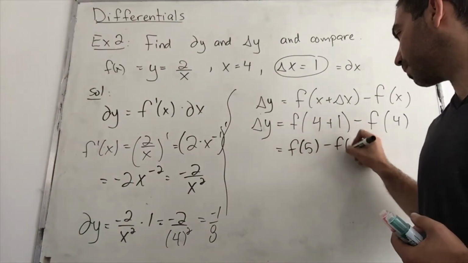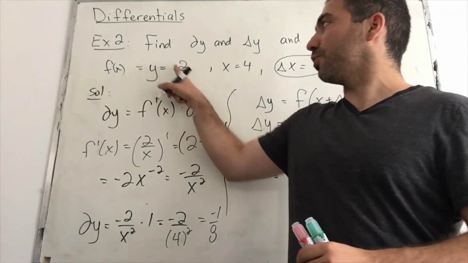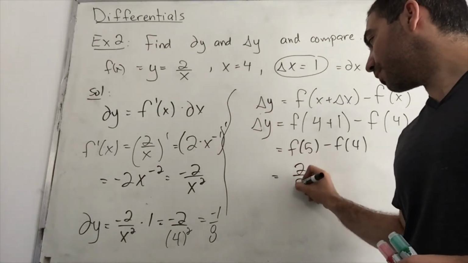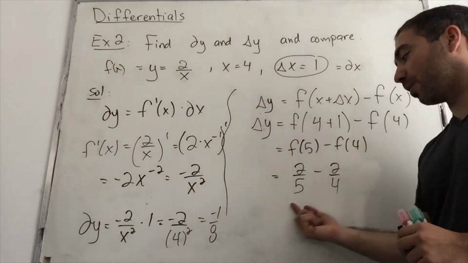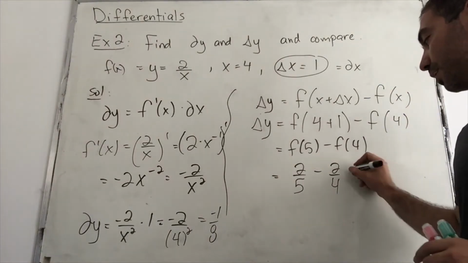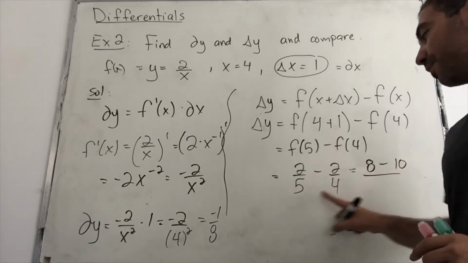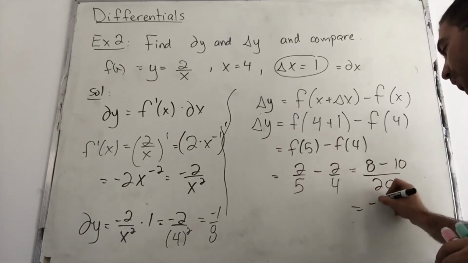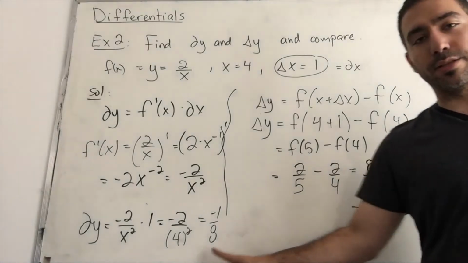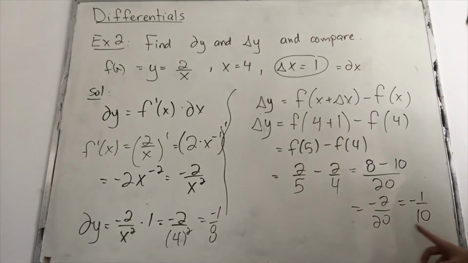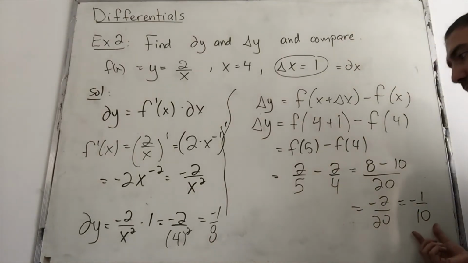This is equal to, the function that we're using is just 2 over x. So this is 2 over 5 minus 2 over 4. So we're subtracting fractions. We have to find the common denominator. In this case, it's 20. So 4 times 2 is 8 minus 5 times 2 is 10, over 5 times 4 is 20, leaving us with negative 2 over 20, which is negative 1/10. So as you can see, the answers are very close to each other, but not exact. So this is the approximated value, this is the exact value.